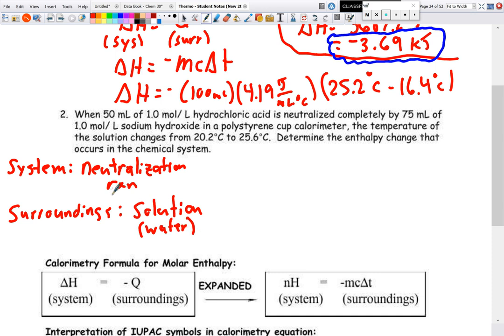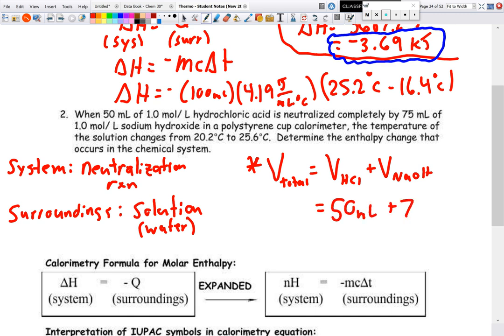Now there's one more trick that you also need to highlight, and that is if you notice we start with 50 milliliters of one solution and we add 75 milliliters of another solution. So our total volume is the combination of those two solutions, and that is our 50 milliliters plus our 75 milliliters. So when we are done, we should have a combination of 125 milliliters in total. All right, and that of course matters.